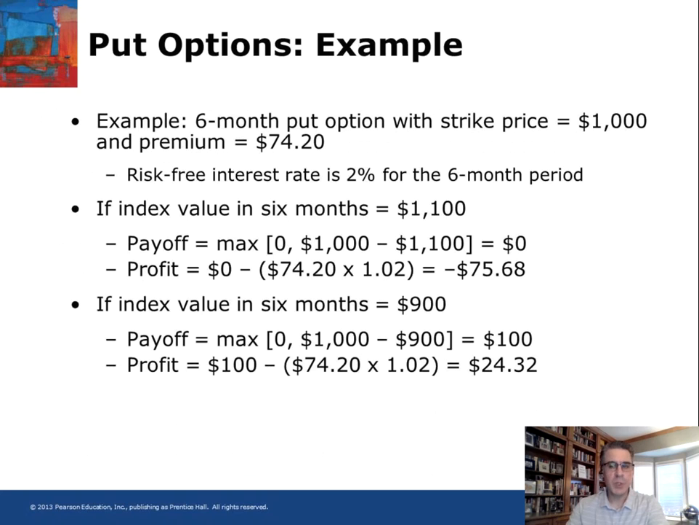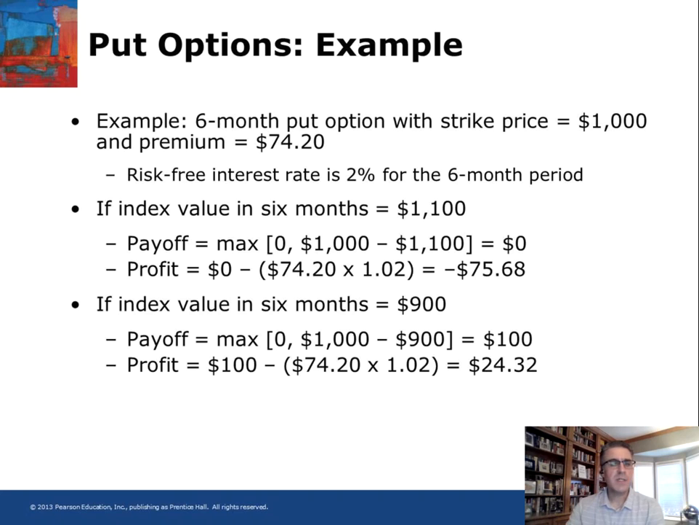Let's look at an example of a put. Here we have a 6-month put option with strike price 1,000 and a premium of $74.20. The risk-free interest rate is the same 2% for 6 months as we had in the call example. If the index value at the end of 6 months is 1,100, then the put finishes out of the money and won't be exercised since the final asset value exceeds the strike price. The payoff for the purchaser is zero, and the profit is a loss of the interest-adjusted premium amount, or $75.68.